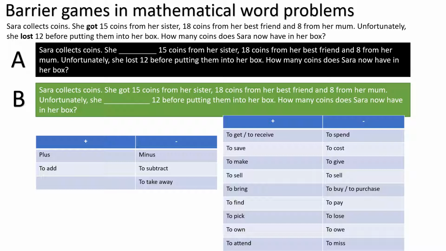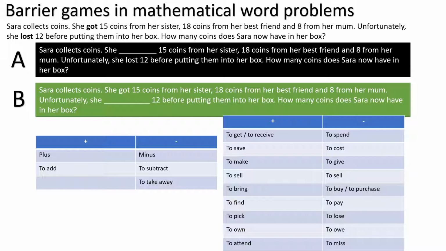Whilst, yes, as we can see on the left, typical words to use for plus and minus are to add or to subtract or to take away. How often did you think that to get or to receive actually means addition, but to spend will mean subtraction? To save money means having more money, but if something costs a sum, it means one has less money rather than more. Of course, it depends on the context of the sentence and the word problem itself.